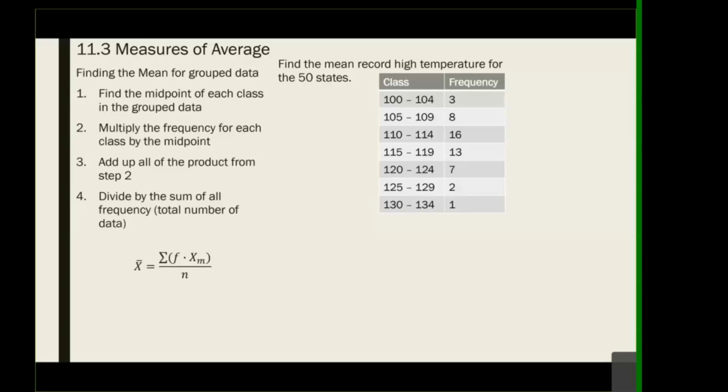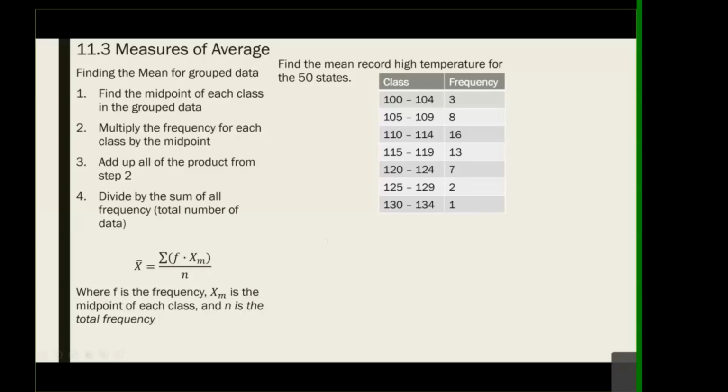Okay, looking at this, this is your formula: x bar, which is your mean, equals the summation of the frequency times the midpoint, add each of them up and divide by n. The f is your frequency, the xm is the midpoint of the data, and the n is the total frequency.